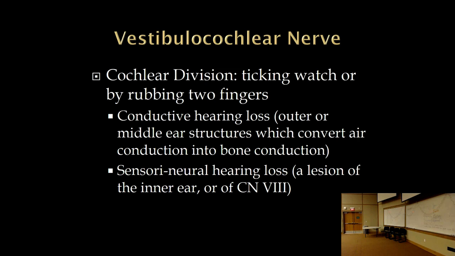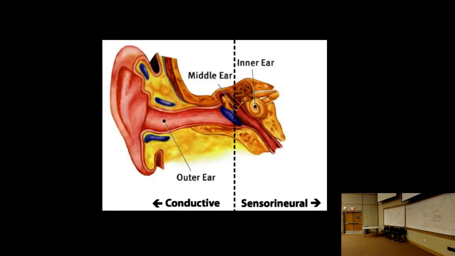In terms of types of hearing loss, here are the 2 big categories. We can have a conductive hearing loss or a sensorineural hearing loss. And just to show you a picture, conductive hearing is where we have air here in the sound waves and the ossicles.